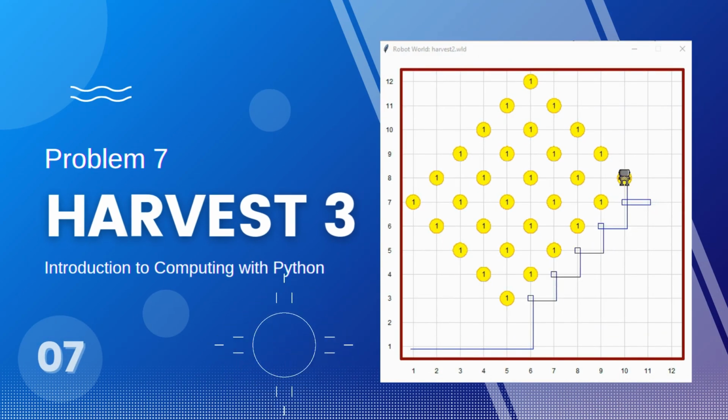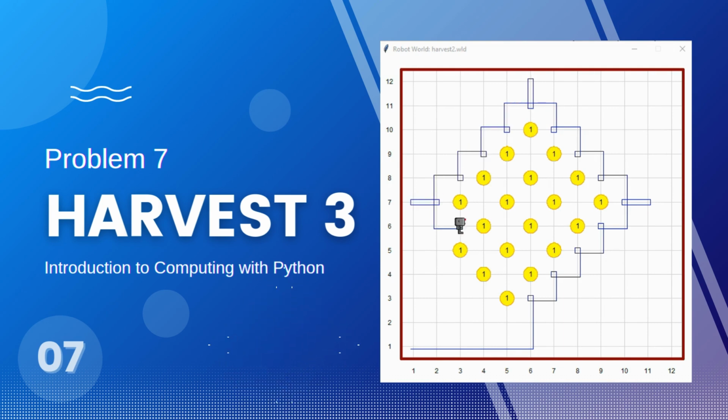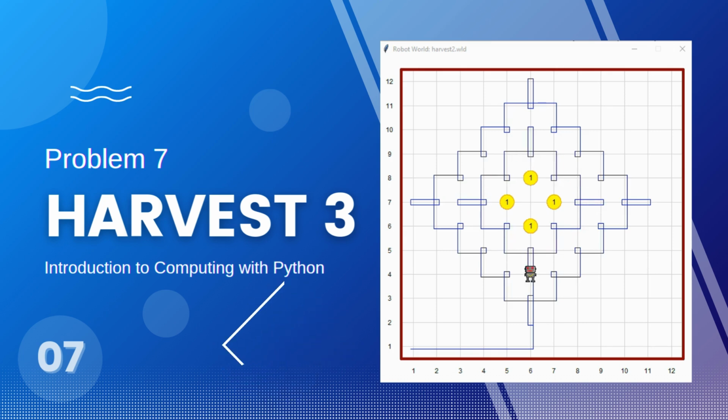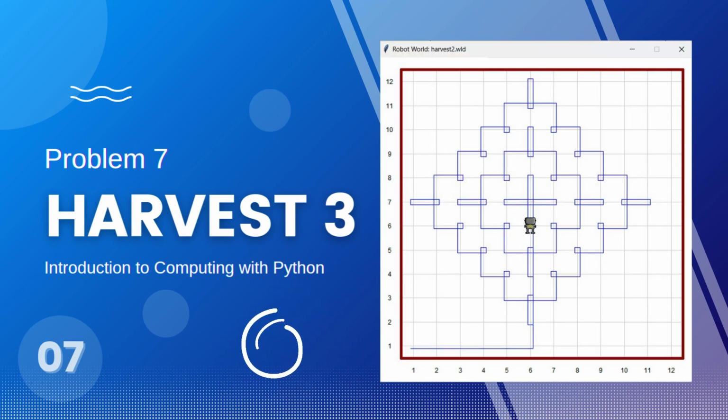In this video, we're going to help our robot harvest all the carrots, represented by beepers, from a garden arranged in a diamond shape with 3 layers. We'll approach this problem using computational thinking by breaking it down into simple steps. Let's dive into solving this step by step.